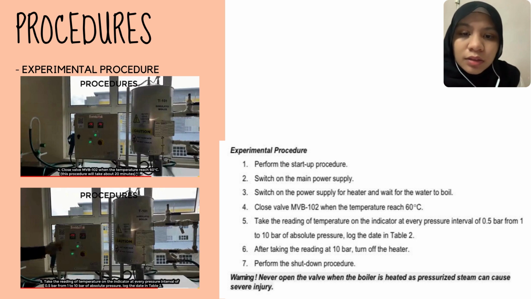And then we need to close the valve MVB 102 when the temperature reaches 60 Celsius, and then take the reading of temperature on the indicator at every pressure interval of 0.5 bar from 1 to 10 bar of absolute pressure, and log the data in table 2. And then after taking the reading at 10 bar, turn off the heater, and then we need to perform the shutdown procedure. In this procedure, there is a reminder that we need to take a close look at: never open the valve when the boiler is heated, as pressurized steam can cause severe injury.